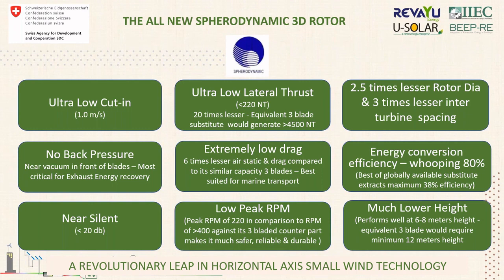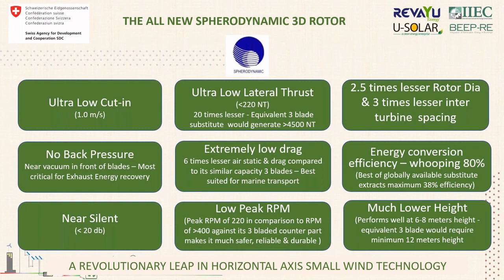And drag and thrust are correlated. So if thrust is low, drag is also very low. The coefficient of energy conversion is also very high. It's around 0.8, and near silent.